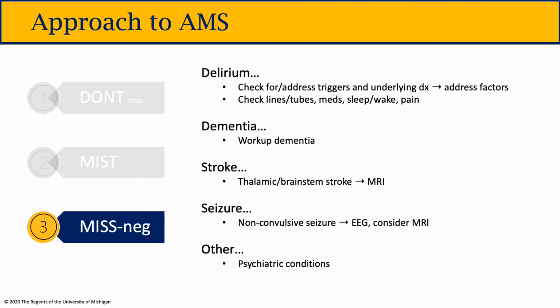Again, if a stroke is suspected, specifically something like a thalamic or brainstem stroke, which can cause altered mental status, an MRI can be helpful. Seizures can also lead to altered mental status, such as through a postictal state. Sometimes seizures can be non-convulsive, and an EEG and/or an MRI can be helpful. Finally, other causes such as psychiatric conditions can be ruled out if necessary.